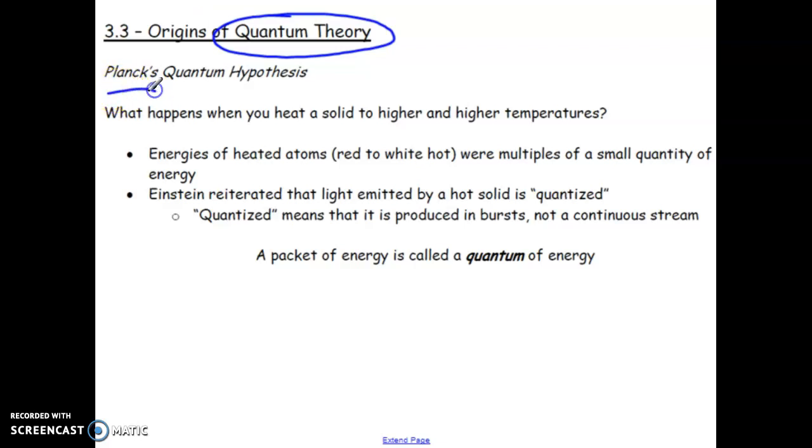So Planck was a scientist that basically started looking at what happens when you add energy to atoms, and more specifically to solids. What he noticed is that when you heat up a solid, typically when you heat or add energy, there is a change in color sometimes. Okay, not everything does, but think of maybe even your stove at home.